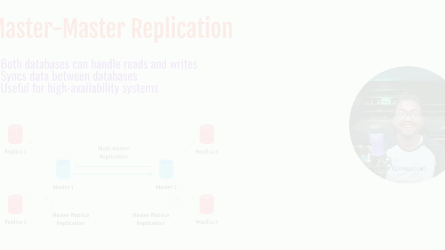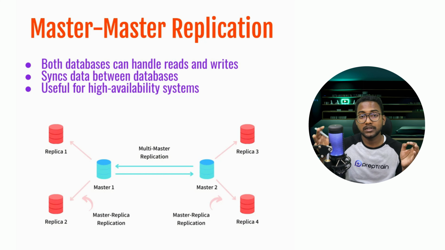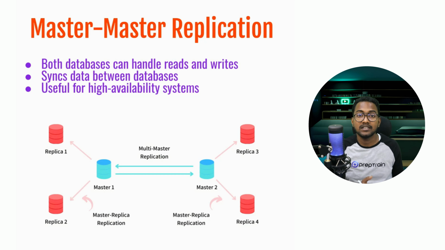Now let's talk about a more complex but highly useful setup known as master-master replication. In this configuration, you have two or more databases that can both handle reads and writes. Unlike master-slave, where only the master handles writes, here both databases can handle updates as they sync with each other continuously. This is particularly useful for systems that require high availability and load balancing.